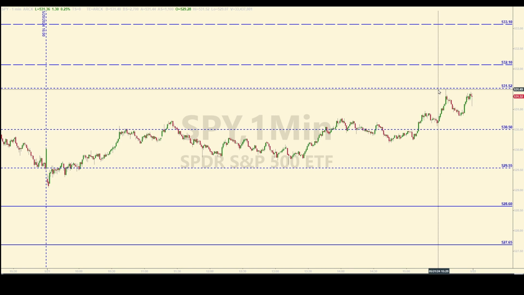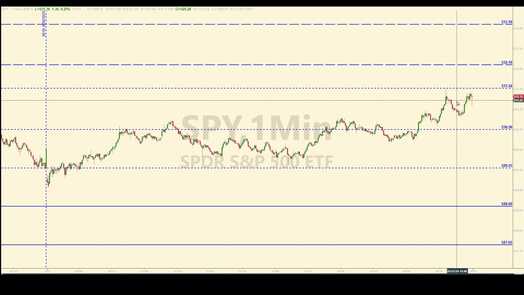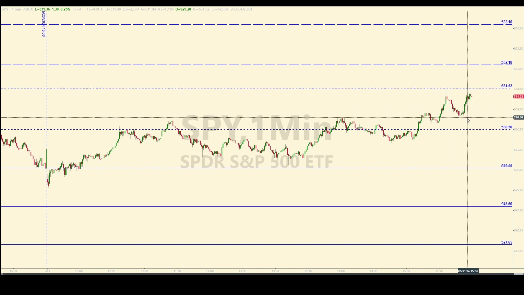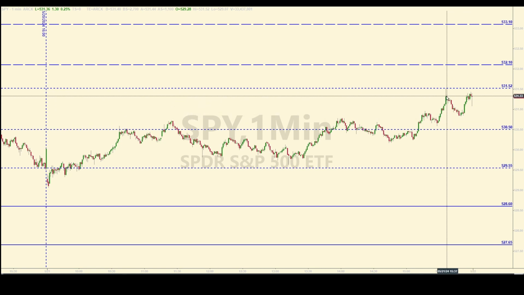Based on these small scalp trades of 4 points, that's a pretty typical reaction. You obviously can get more. Let's just go ahead and figure this out. 531.52, and it came down to 530.80-something, 530.45, something like that. So, a pretty healthy move based on a level here.